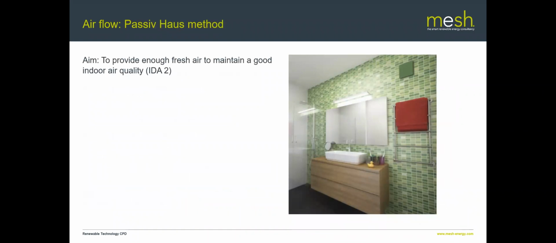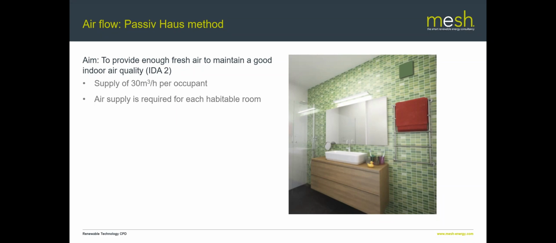So here we go. Let's have a look at the Passivhaus method. So the Passivhaus method is slightly different, uses different units. So just be a little bit careful about that. Some of the units can get a bit confusing. But what they're aiming to do is maintain a good indoor air quality to IDA2. And they do that by saying that supply must be equal to 30 cubic metres per hour per occupant. So they're asking you to assess how many occupants there are in the house and do it that way, rather than on a square metreage basis.